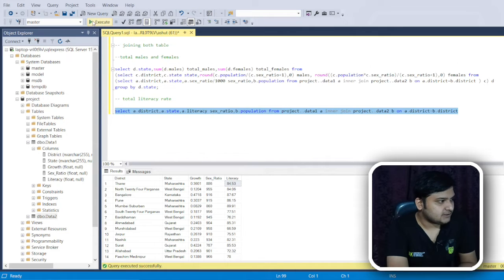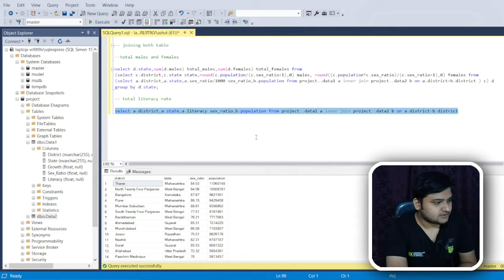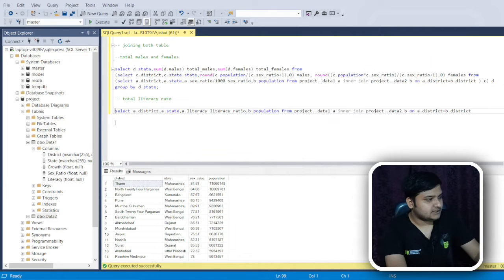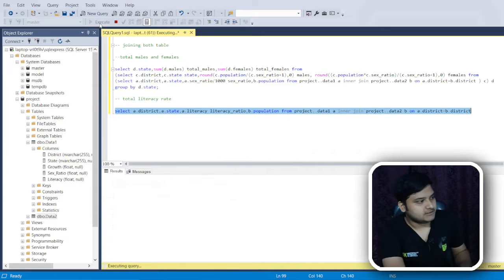So let us run the query and let's see what the output of this particular query is. Okay, but this was the literacy ratio, so I would just rename this. I would again run the query. I would select this and click execute.